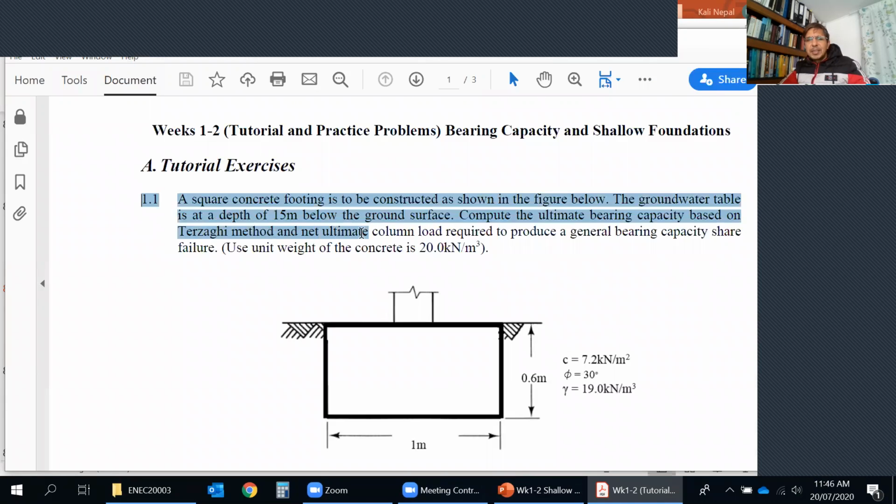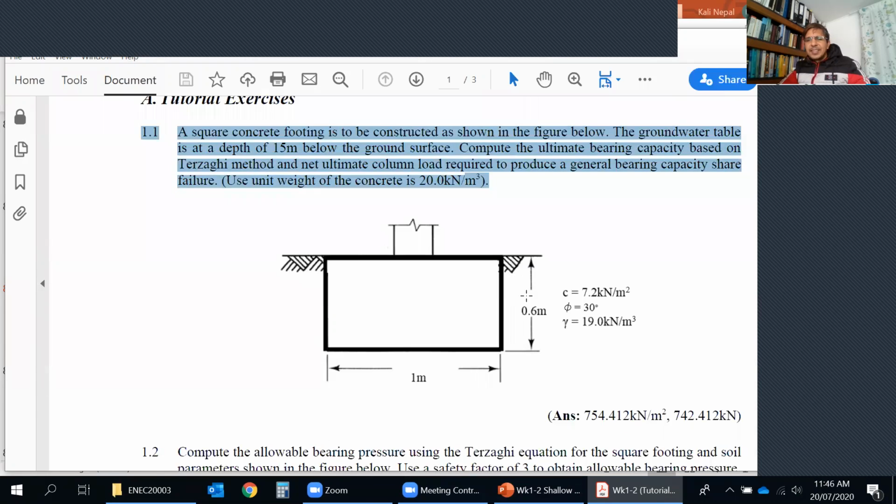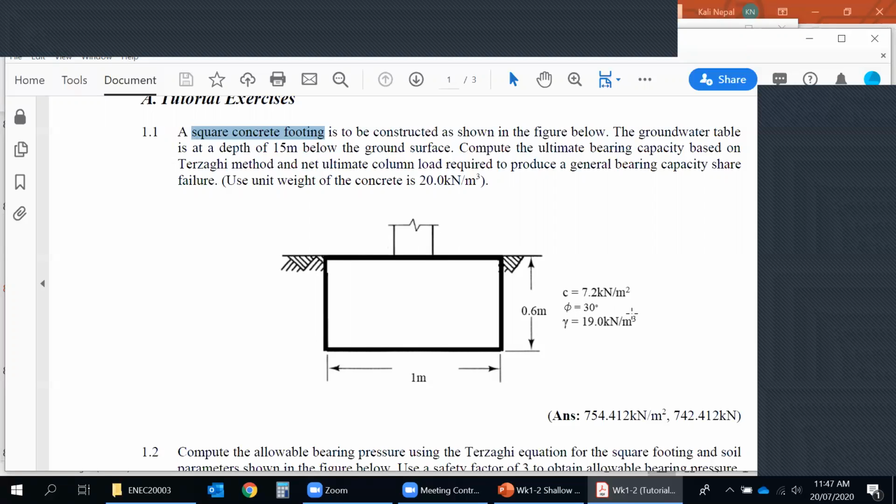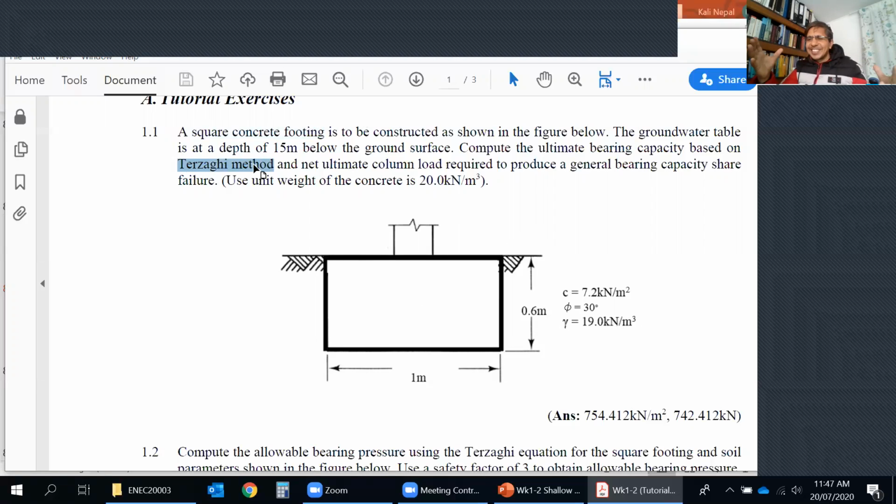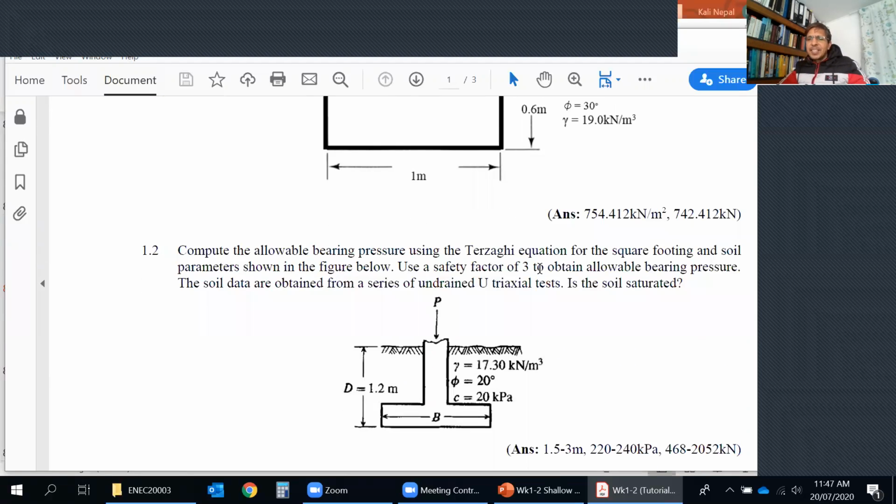This is a very simple foundation. Depth is given. And then width is given, right? Square footing, is it? Yeah, square concrete footing means length is given. And the C value is there, phi value is there, gamma is there. No water table, nothing. Very simple, and it asks you to use the Terzaghi method, right? That's the starting point of the bearing capacity. Good. And then the second question is all about factor of safety 3. You need to get the allowable pressure.